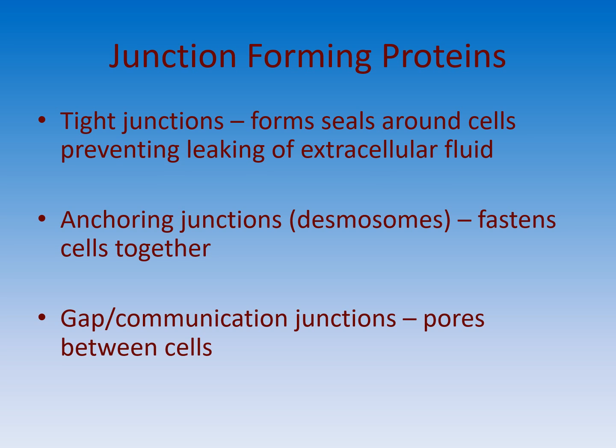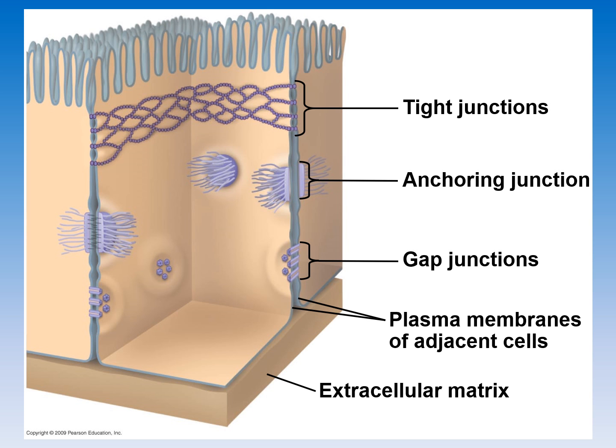And then the gap or the communication junctions, these are pores between cells. And this picture depicts the different types of them. So you've got your tight junctions. Here are those anchoring junctions, like I said, kind of like rivets holding the cells together. And then the gap junctions are literally pores. So you can have communication, essentially, between adjacent cells.